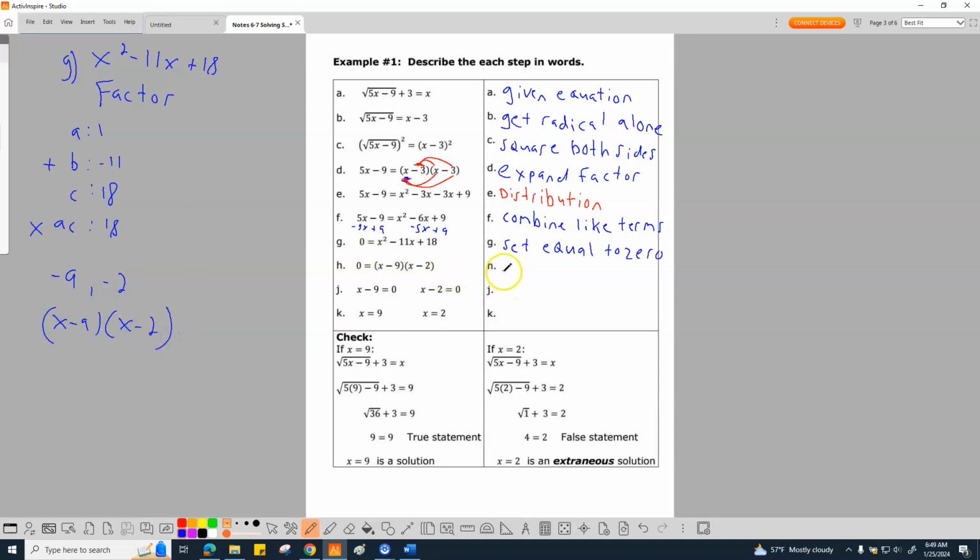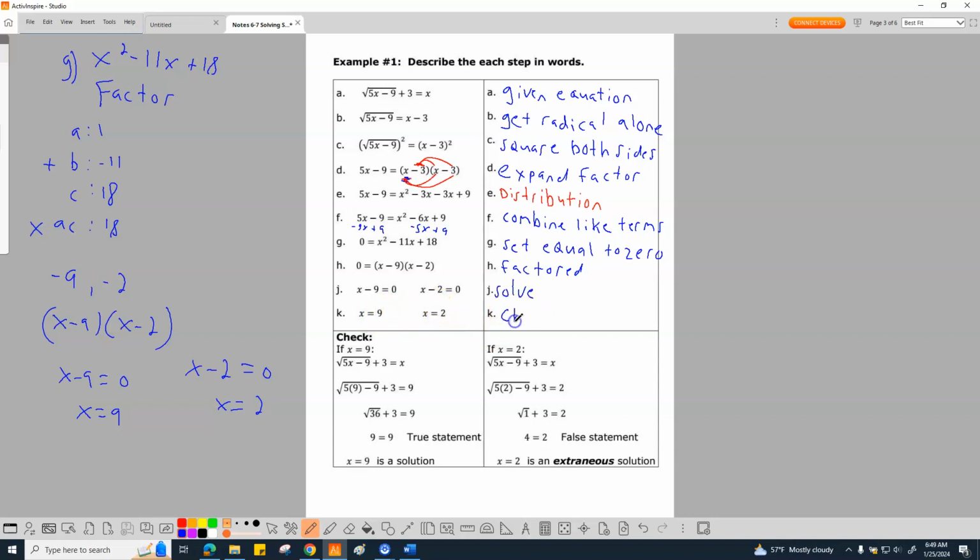So how did we get to step H? We factored. That's all we did. And now you have to solve each one. How do we do that, y'all? You just take each little equation and set it equal to 0. So I have x minus 9 equals 0, and by the time I solve it, I'll end up with a positive 9. Then I set x minus 2 equal to 0, and by the time I solve it, I will have a positive 2. So I end up with my potential answers of x equals 9 and x equals 2.